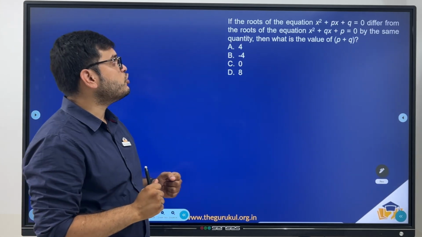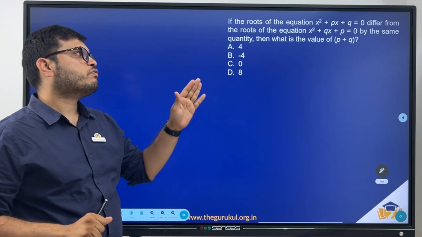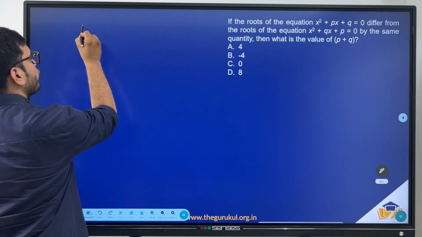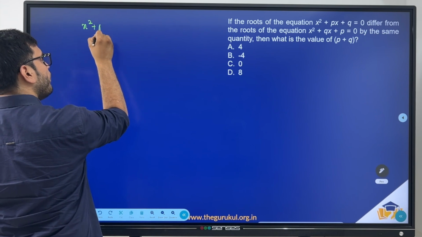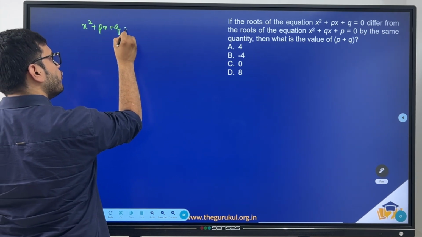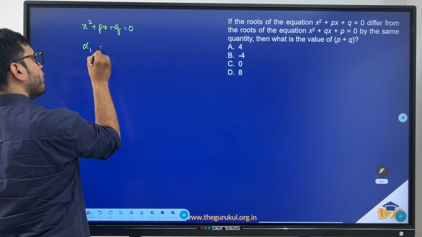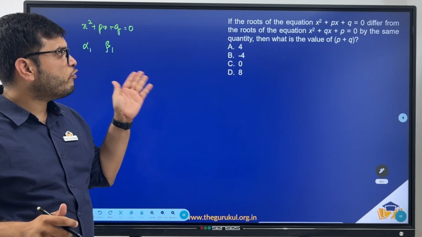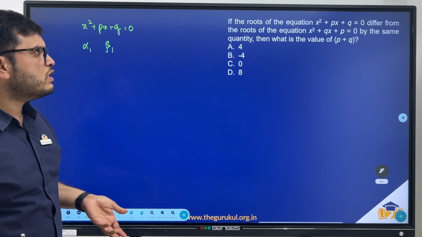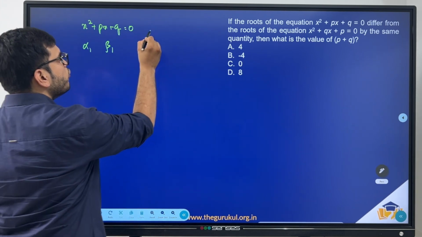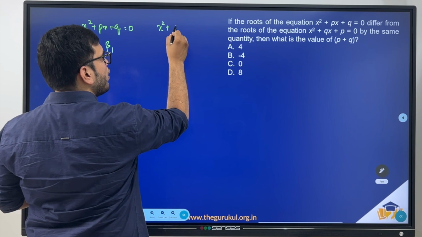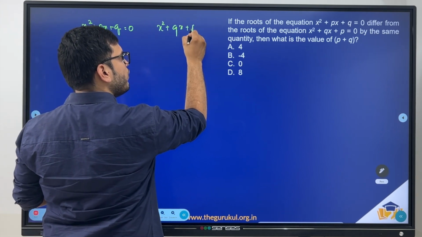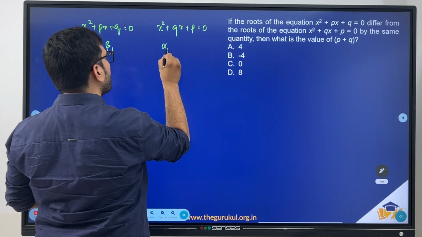Now coming to the last question: if the roots of the equation x square plus px plus q is equal to 0, so we have x square plus px plus q equal to 0, let the roots be alpha 1 and beta 1, differ from the roots of the equation x square plus qx plus p is equal to 0 by the same quantity. So we have one more equation, x square plus qx plus p is equal to 0. Let the roots be alpha 2, beta 2.